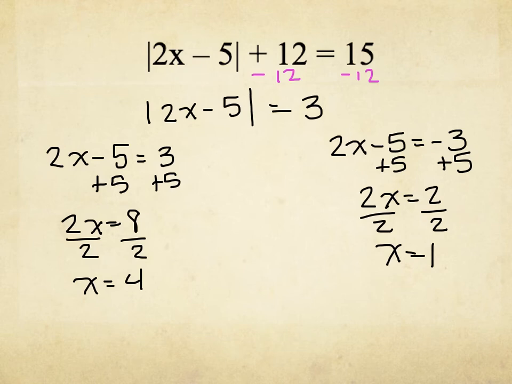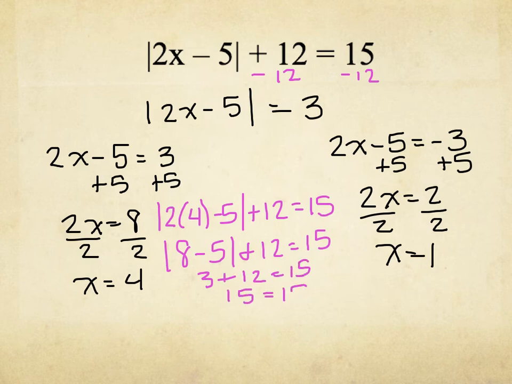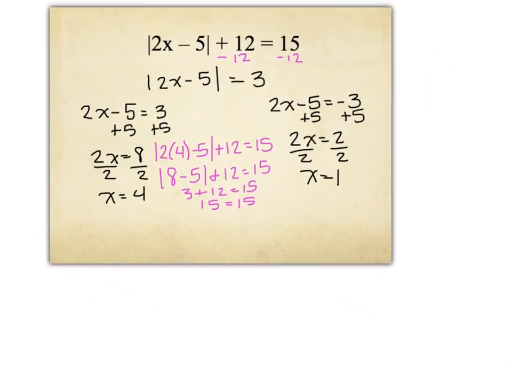Now I'm going to check my work. And over here, I'm running out of room, so I'm going to do it on the side. The absolute value of 2 times 4 minus 5, plus 12 equals 15. So 8 minus 5 plus 12 equals 15. And that's 3 plus 12 equals 15. 15 equals 15. Move that over.